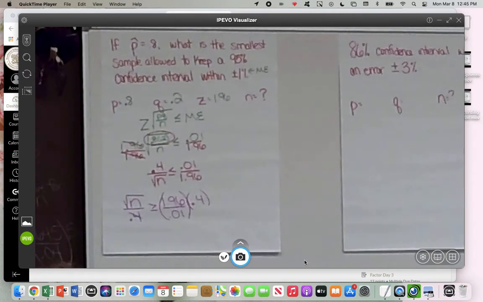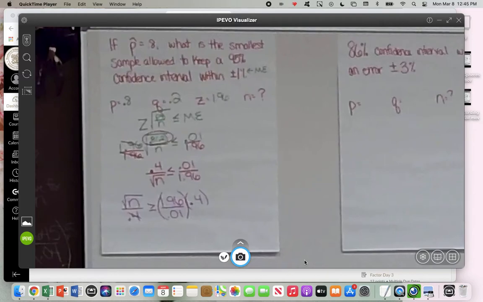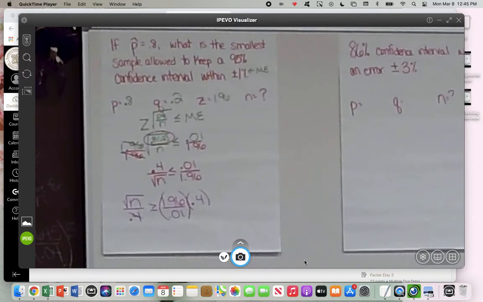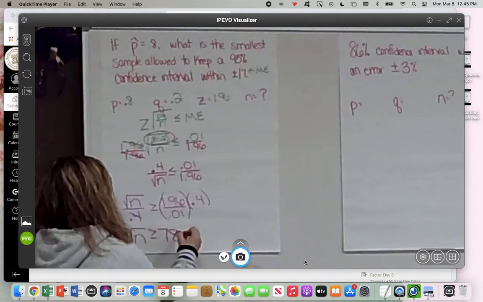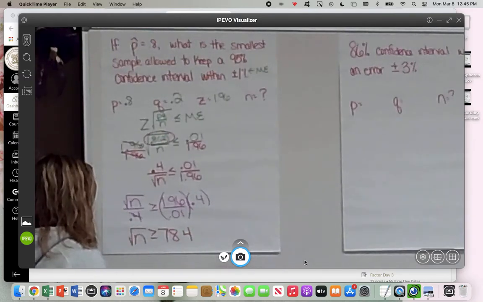All right, I need a number. So we're dividing 1.96 divided by 0.01, multiplying it by 0.4. 78.4. All right, so the square root of n is going to be greater than 78.4. All right, now, how do I get rid of that square root?